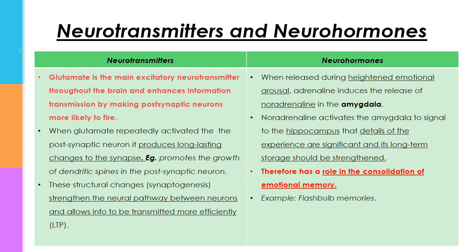The neurohormone that we're talking about is adrenaline. We know that adrenaline has a role in initiating the fight-flight response, but it also induces the release of noradrenaline in the amygdala. So what noradrenaline does is it activates the amygdala to signal to the hippocampus that the details of an emotional experience are significant and long-term storage should be strengthened, okay?